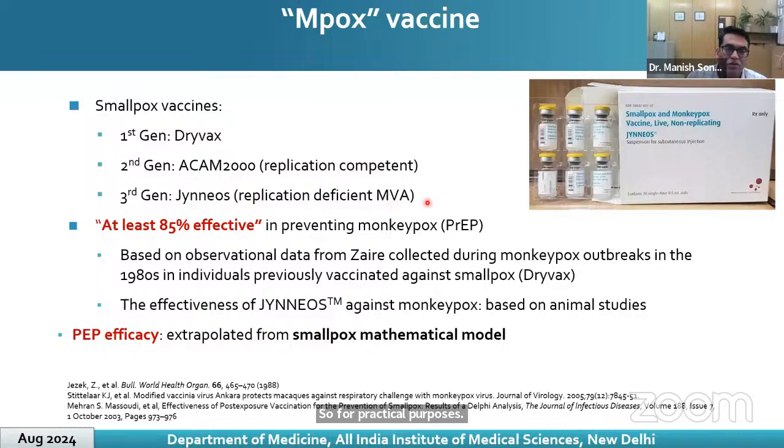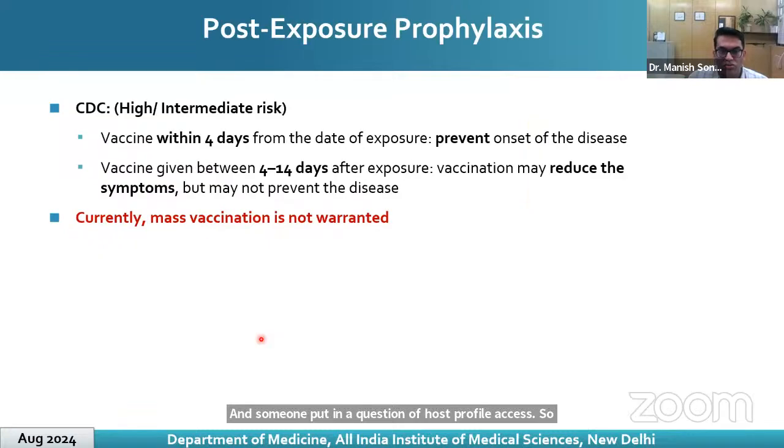In India, it is not available right now, but I believe if required, WHO will definitely pitch in, and we as a country have already demonstrated the capability to design, produce, and roll out a vaccine in the time of COVID. So this is an area we might be hearing more about. Someone put in a question about post-exposure prophylaxis. The vaccine is also used as post-exposure prophylaxis.